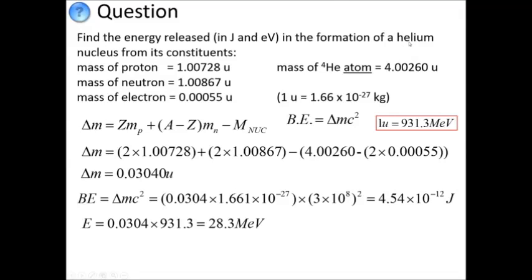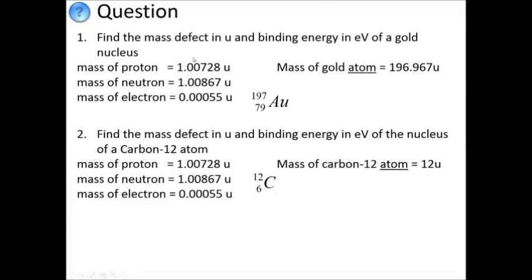So if this was a helium nucleus, I'm not going to spend time going through these, but if you want to, you can pause it and check it yourself. Find the mass defect in u of a gold nucleus, and I'm giving you a gold atom here. Find the mass defect in u and binding energy of a carbon-12 atom. I'm giving you the 12 atom here. The answers are just appearing in red.